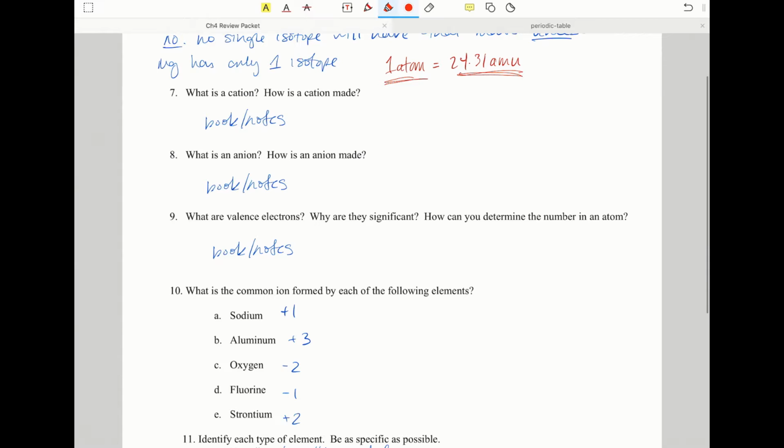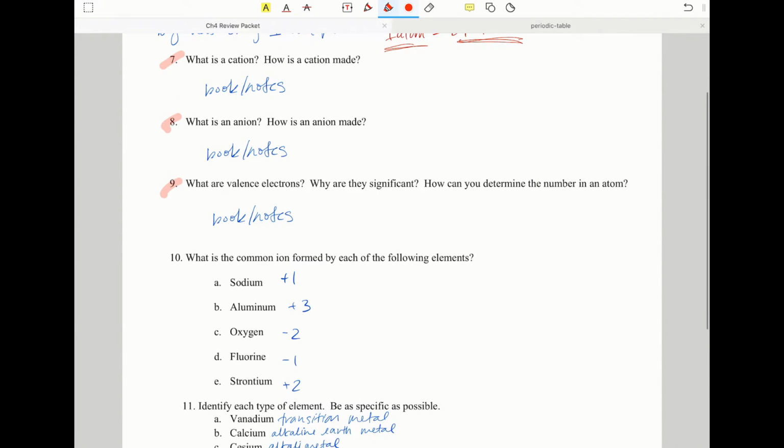Note that some of these ones that say to check your book and your notes, that's because I go over them and your book goes over them and you should be able to figure those out. That does mean when I check your review packet, if you don't have the right answer, you are going to get marked wrong, okay? Because there are certain things that I expect you to just be able to find.